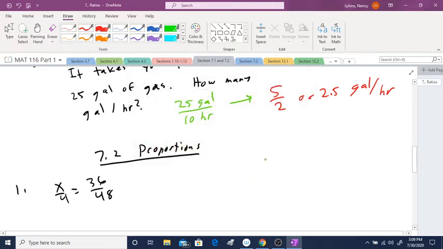Anytime you have two fractions, in this case x over 4 is a fraction, and of course 36 over 48 is a fraction. We've heard the term cross multiply. So you want to take your 48 times x, I'm going to just say 48x, and then you want to say 4 times the 36.